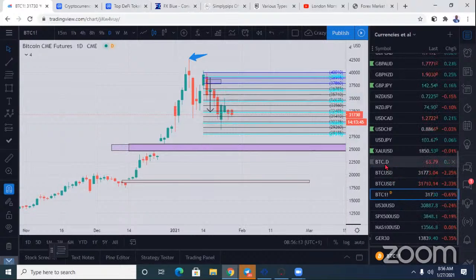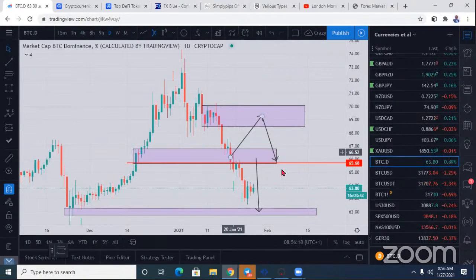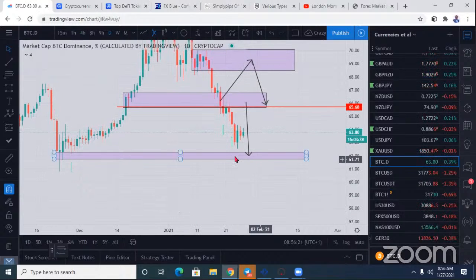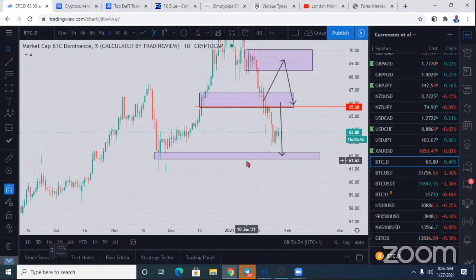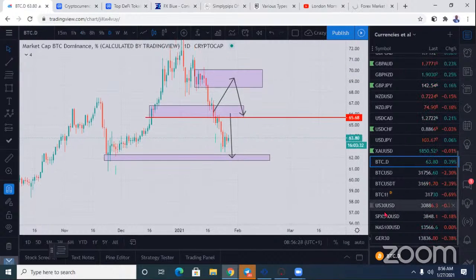We also looked at BTC dominance. And at that time, it was here, we had this red line, and we said if price breaks beneath the red line, we'll be targeting this zone, and price is about approaching that point. So if you've not followed me on TradingView, please do.